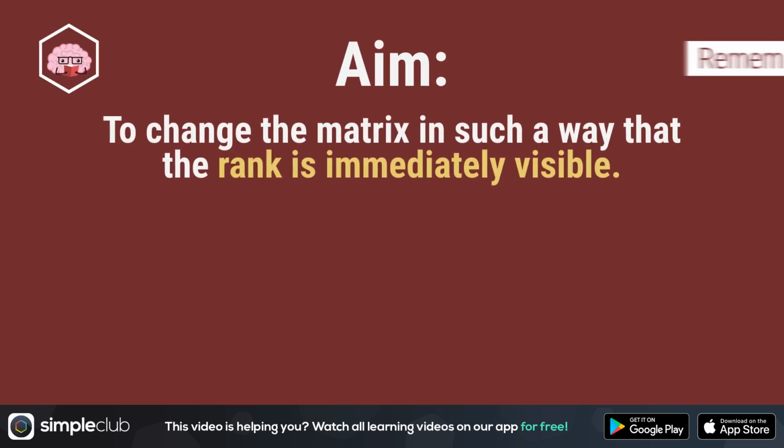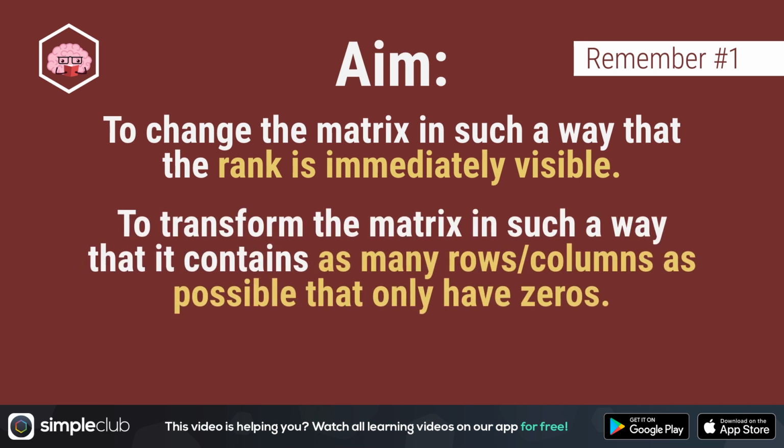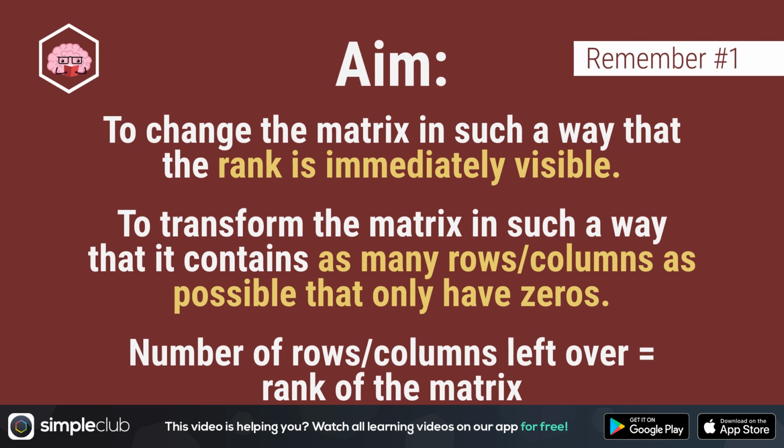Why are we tinkering with the matrix? We do not want to change the rank, but we want to change the matrix in such a way that the rank is immediately visible. For this, we want to transform the matrix in such a way that it contains as many rows and columns as possible that only have zeros. Once you've done that, you'll be left with just rows and columns that you can't transform that way. There, you can do what you want, no zeros will be coming out of them. The number of those rows or columns will then indicate the rank.